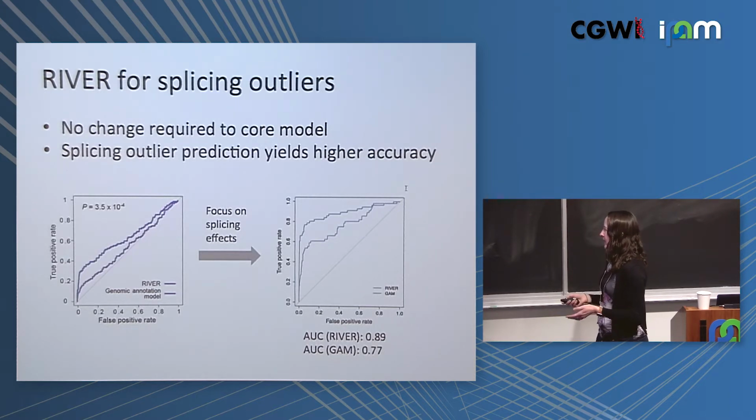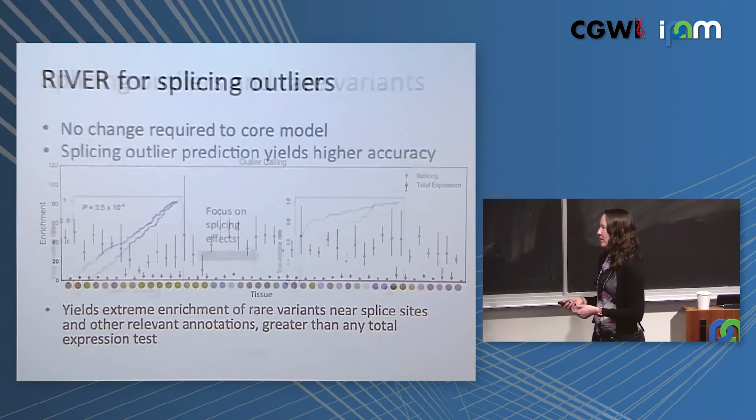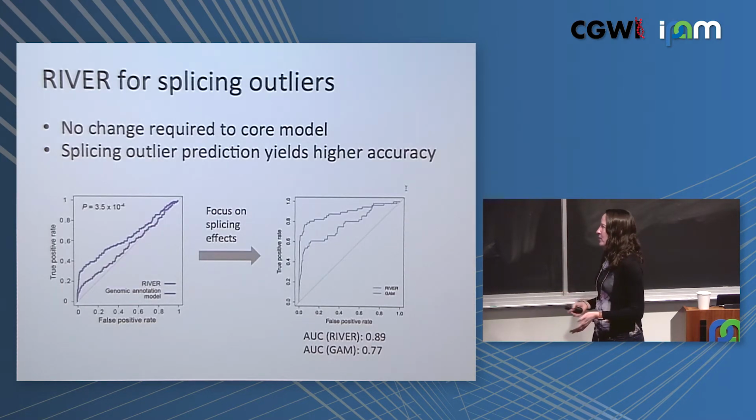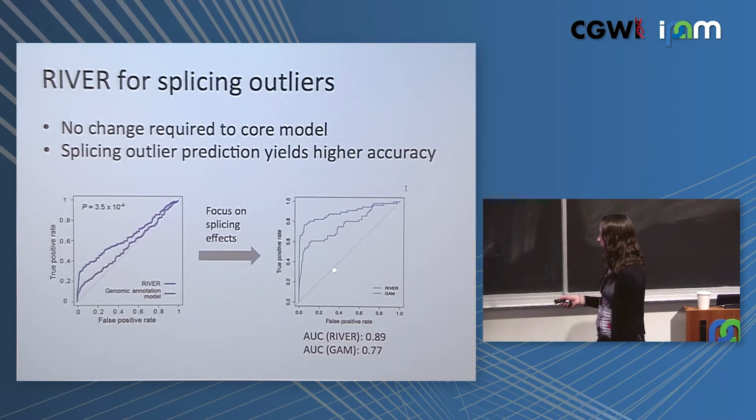So we can actually take this new definition of what is an outlier, based now on splicing instead of total expression, and I can plug it into River without changing anything at all in the core model. So we can just run that immediately. And in fact, again, this echoes that we see much greater enrichment for rare genetic variants using splicing. The River model performs much, much better in predicting outlier splicing than it did for expression. So this looks like a stronger genetic signal.